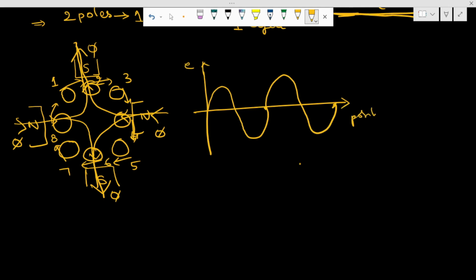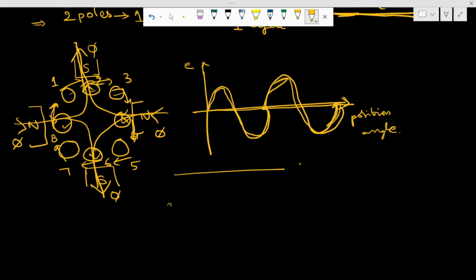This is the position angle. Okay, just you do it. You do the Fleming's right hand rule and do the polarities. Take the polarities of all these conductors, make the positions here, position angle, do the graph. Then you will get the two cycles. This is one cycle and this is second cycle. Do it and comment it below. Okay, you get it or not.